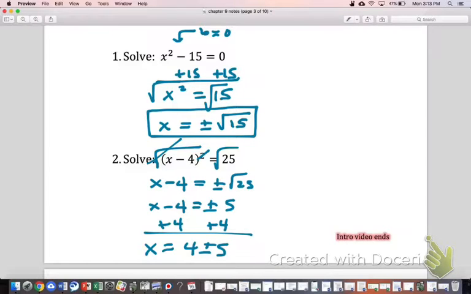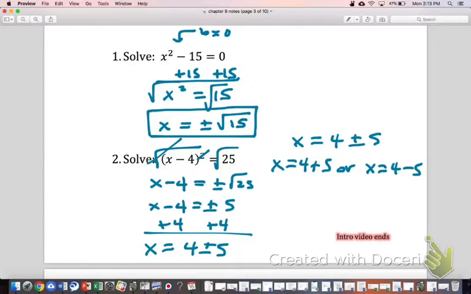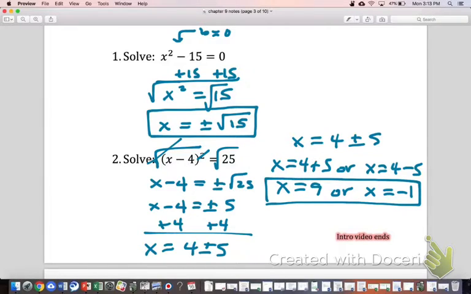To finish this out and find my final answers, I'm going to split this up. So x equals 4 plus or minus 5 is really x equals 4 plus 5, or x equals 4 minus 5. I'm going to split up the plus minus. So then 4 plus 5 is 9. 4 minus 5 is -1. And those would be my two answers. If you plug both of those in, they should check out fine.